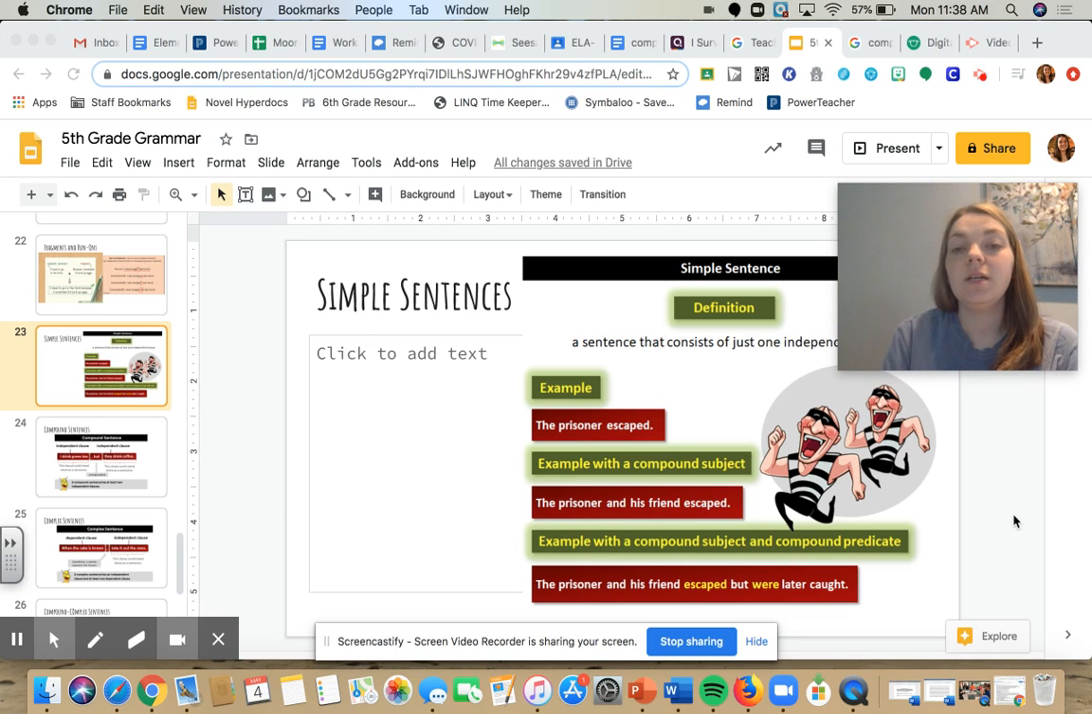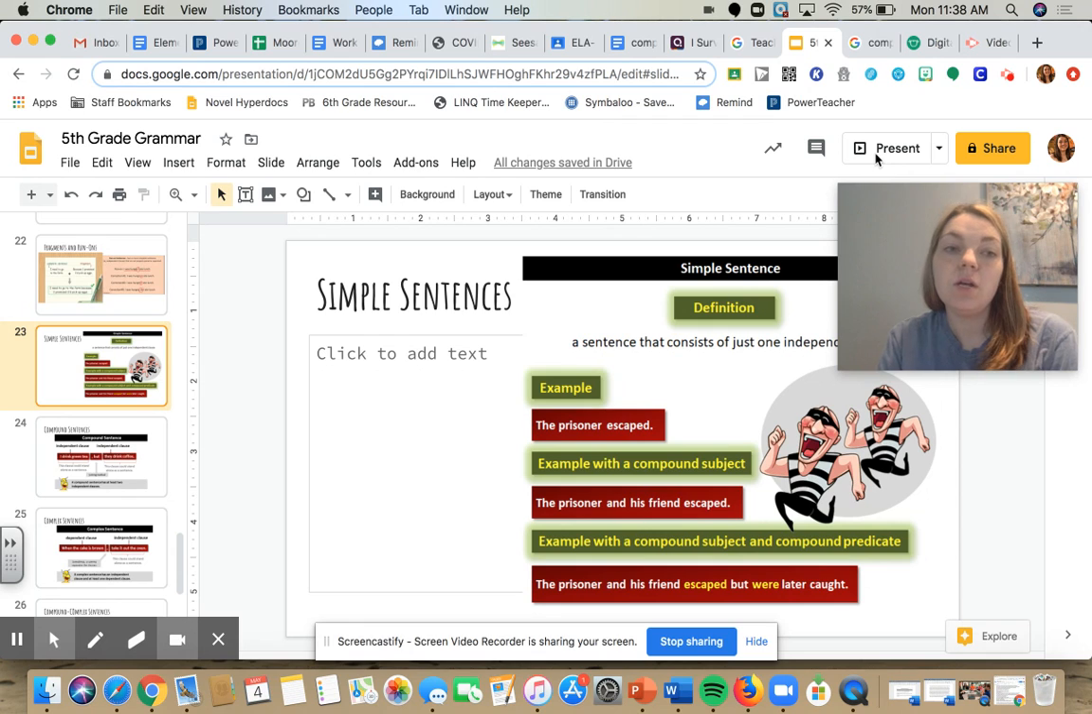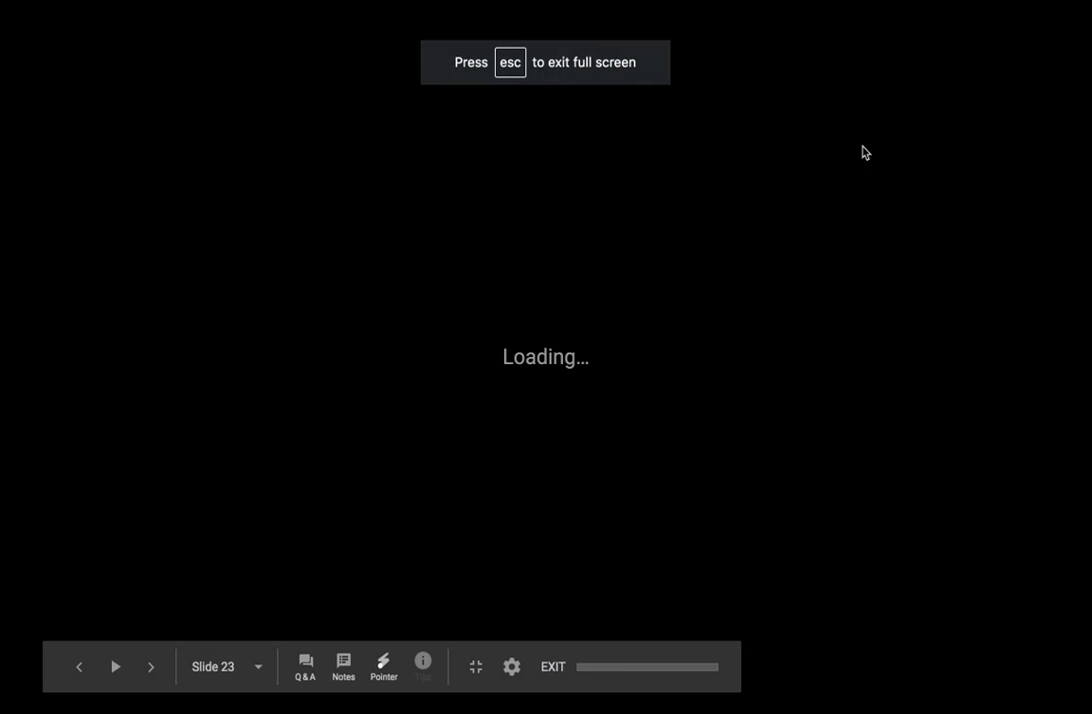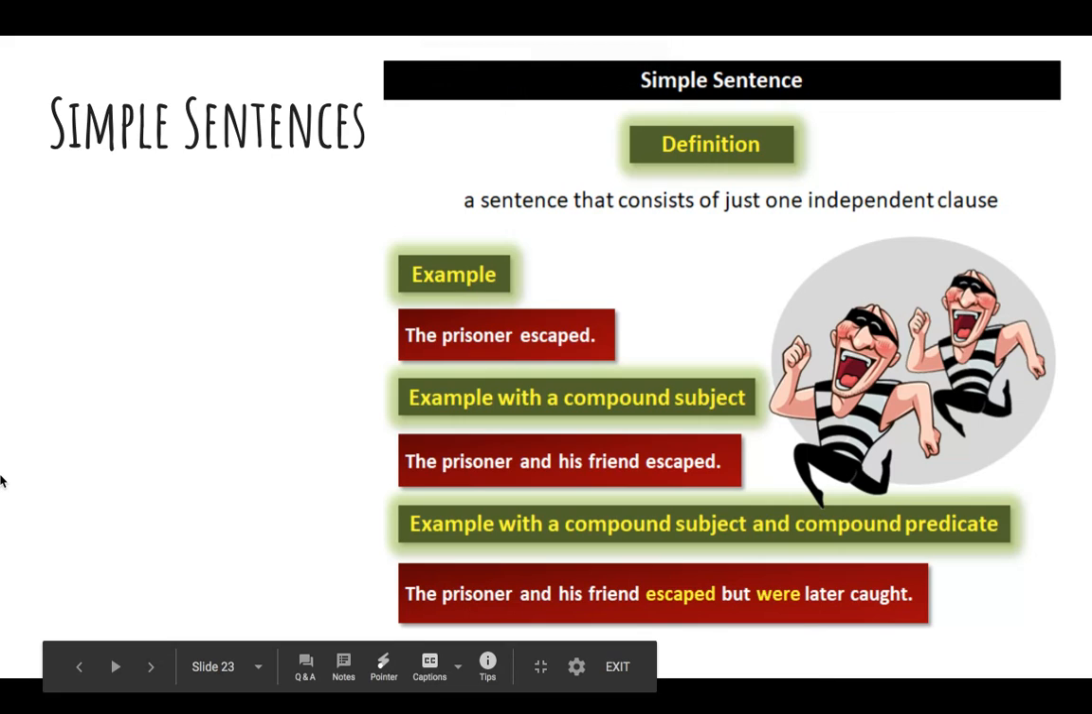Hello, everyone. It is Thursday of our grammar week. So we will continue on with sentences today. We have a couple different types of sentences.